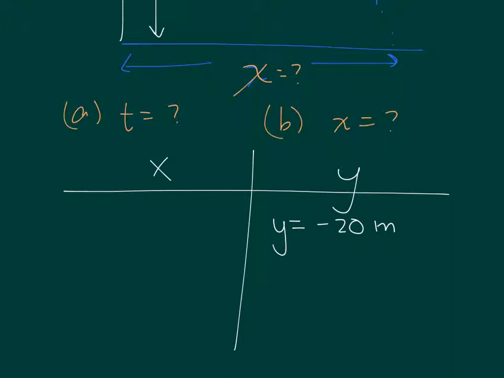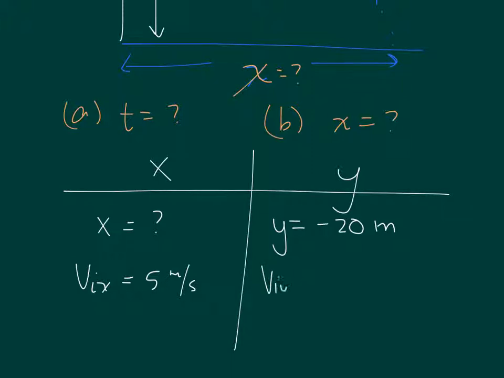How about the x component? Unknown. What else do we know? What was the velocity with which Benno kicked the ball? 5. So where does that show up? Horizontal. Because he's kicking it straight. There's no angle involved here, so we don't have to do 5 times the cosine of theta and 5 times the sine of theta to get those values.